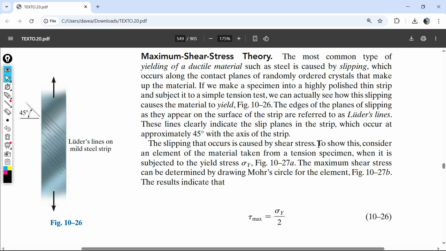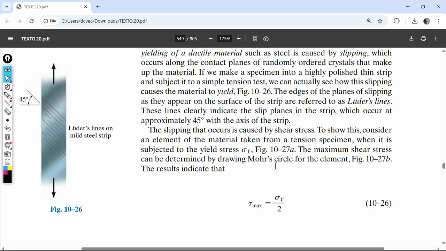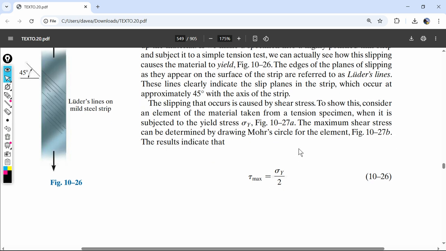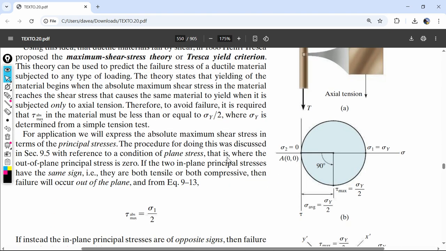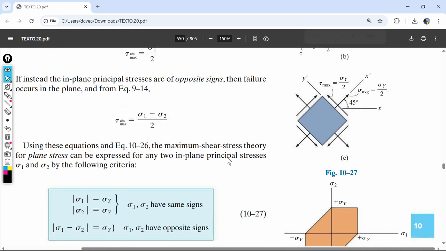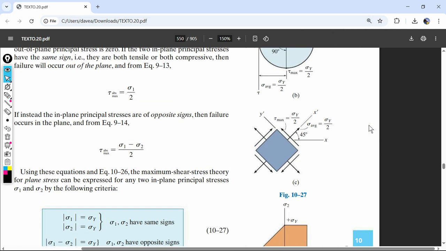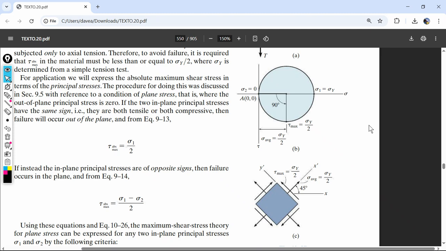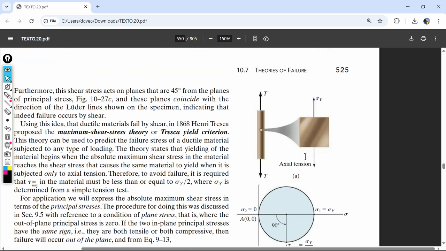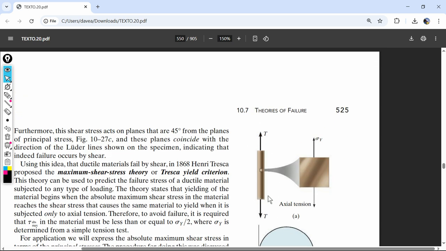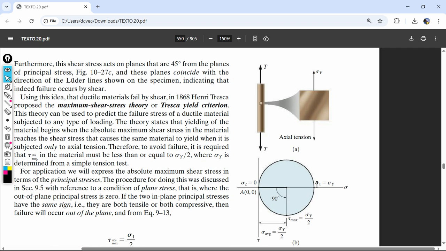To show this, consider an element of material taken from a tension specimen when it is subject to yield stress. This is figure 10-27A. So we have this figure right here, so we're going to have to take a look at that. So we have a Mohr circle, and then we have shear stress. We're just going to pull on it in tension, and when we do that, it's associated with this Mohr's circle.